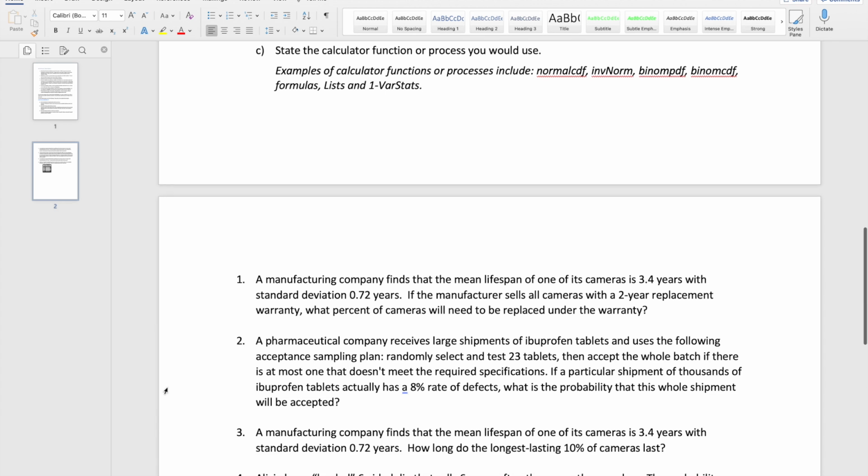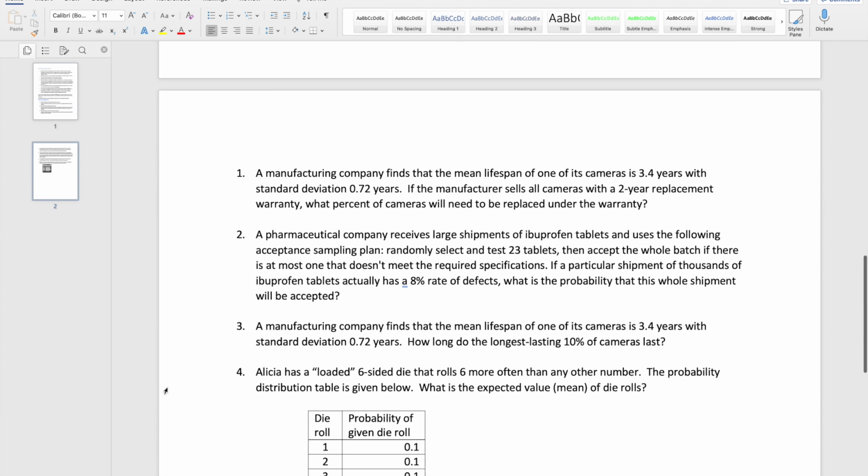Okay, so let's go ahead and start with question 1, which says that a manufacturing company finds that the mean lifespan of one of its cameras is 3.4 years with a standard deviation of 0.72 years. If the manufacturer sells all cameras with a 2-year replacement warranty, what is the percentage of cameras that will need to be replaced under the warranty?